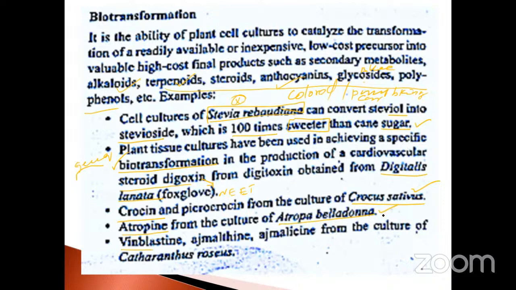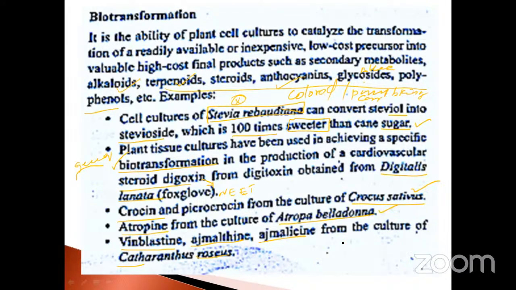And vinblastine is one of the anti-cancer drugs. Ajmalicine, from the culture of Catharanthus roseus. These are the biotransformations. Living organisms utilize these components for their health. Okay, it can be produced in the laboratory with the help of the hybridization process. That's why it is called biotransformation.